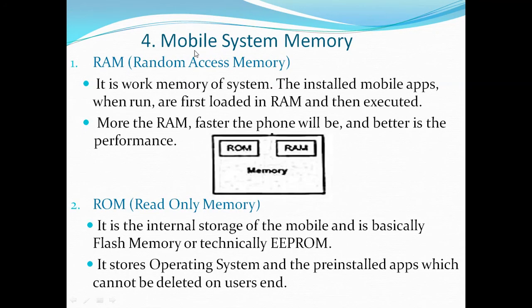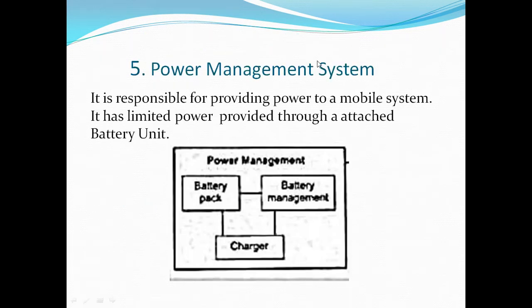We have mobile system memory, which includes RAM and ROM. RAM is the working memory of the system, and ROM is the internal memory, the internal storage of your system. Now the power management, we have limited power because we have a battery unit attached to it.